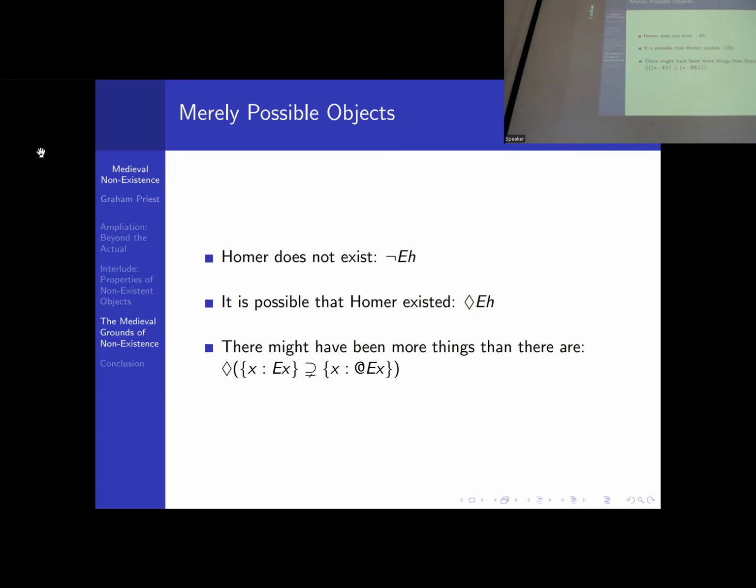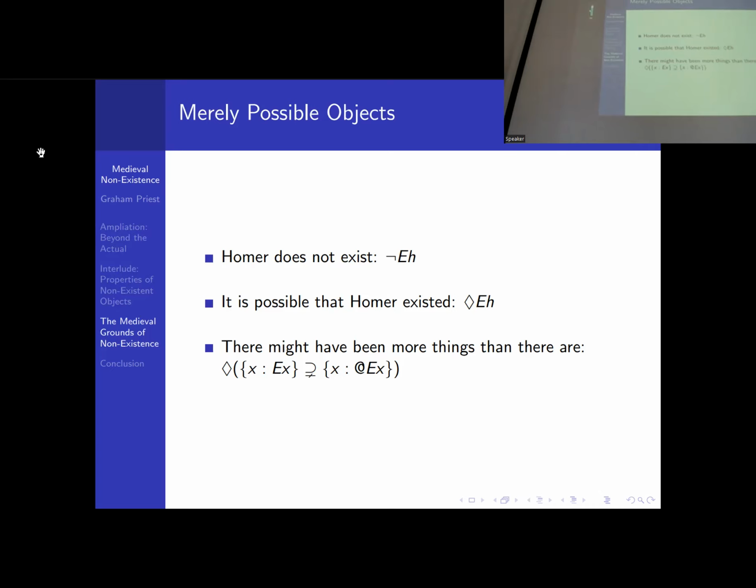This is harder for a non-nonist to cope with, but there are even harder things for a non-nonist to cope with, because just consider this claim: there might have been more things than there actually are. That seems true. There could have been one more electron in the cosmos. How you express this in a formal language, there are actually several ways of doing it, but I've just written it like this.